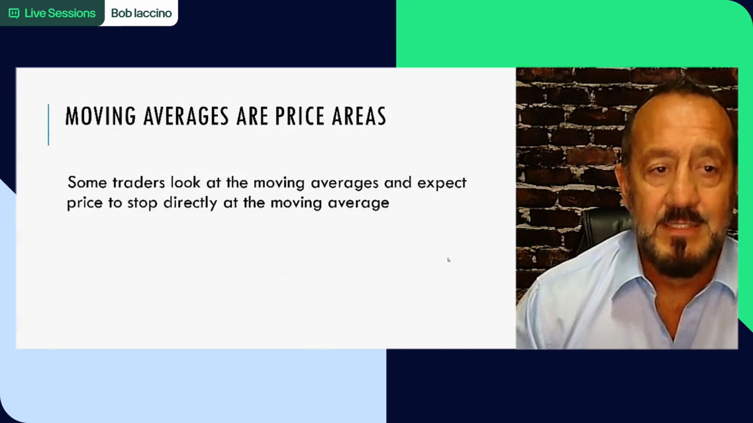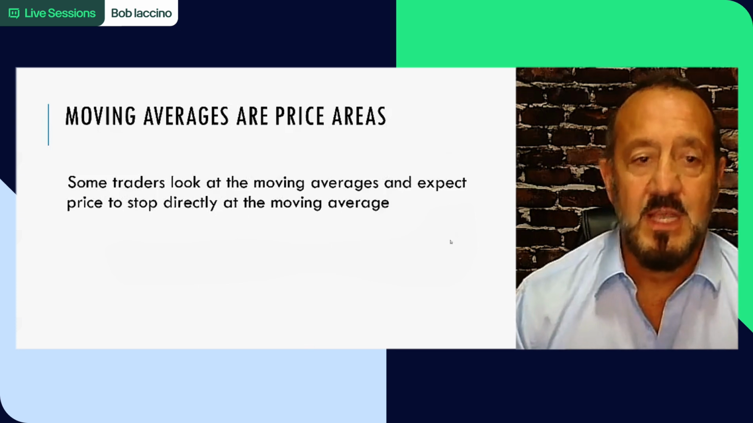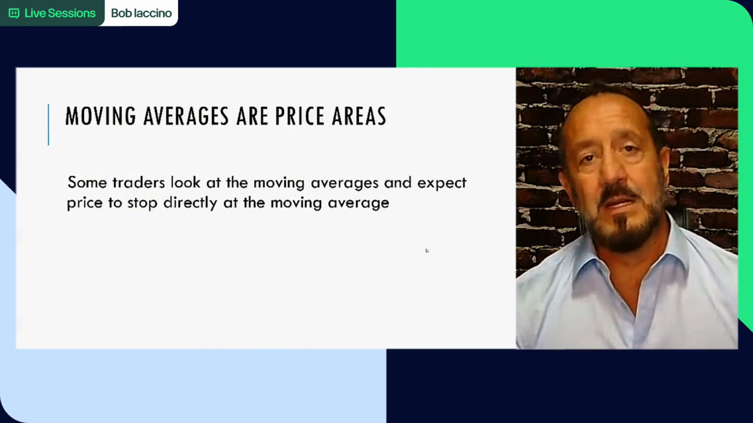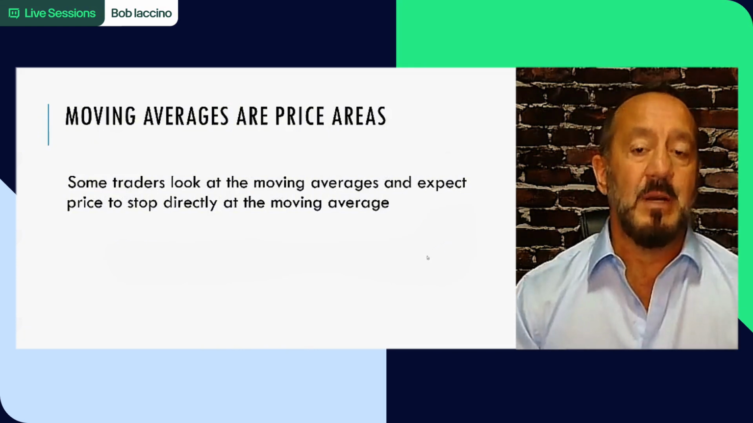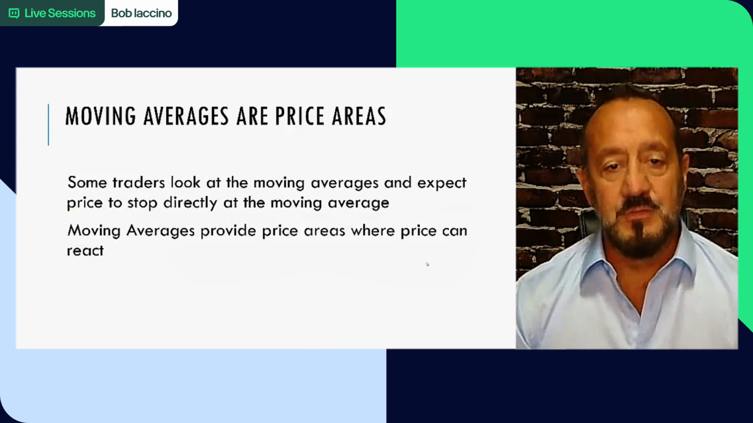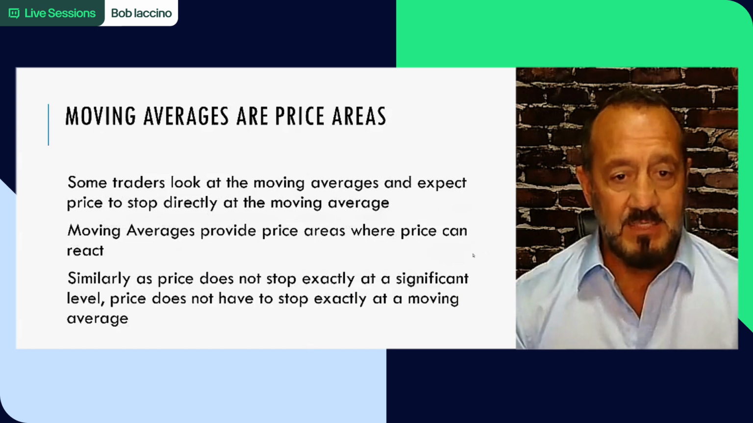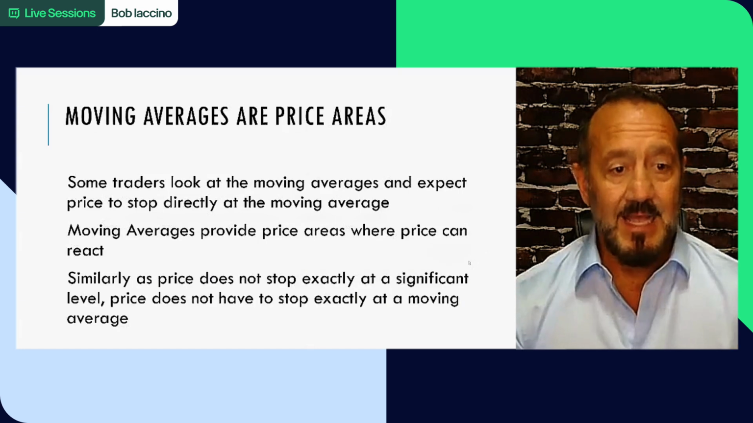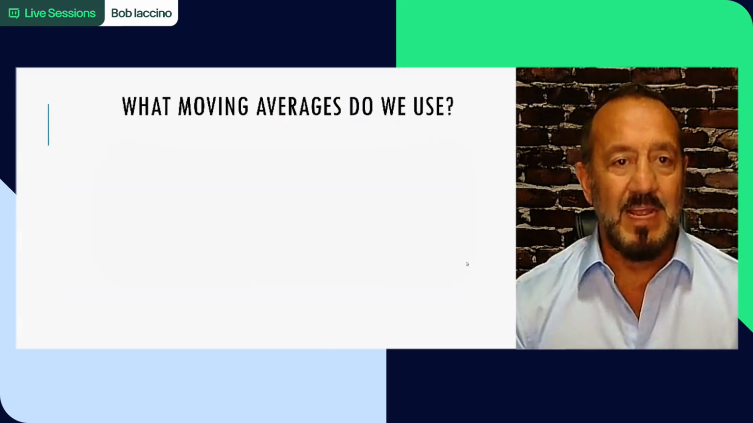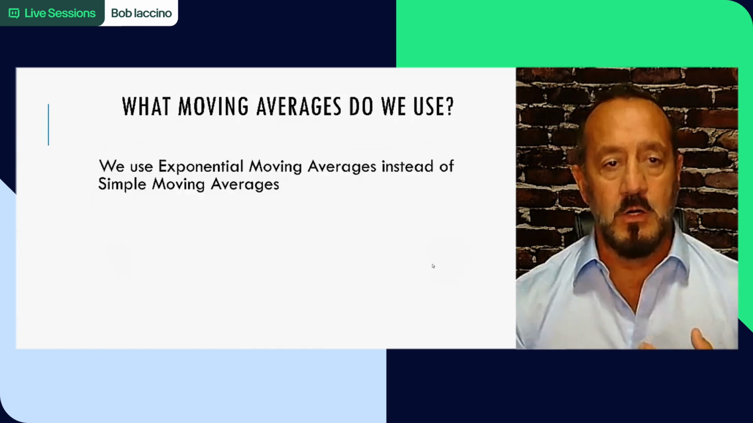Moving averages are price areas. Some traders look at the moving averages and expect price to stop directly at the moving averages. These are traders that use moving averages as a stop area. They're likely to be disappointed because moving averages provide price areas where price can react. Similarly, as price does not stop exactly at a significant level, price does not have to stop exactly at a moving average. So what moving averages do we use to form an R zone?